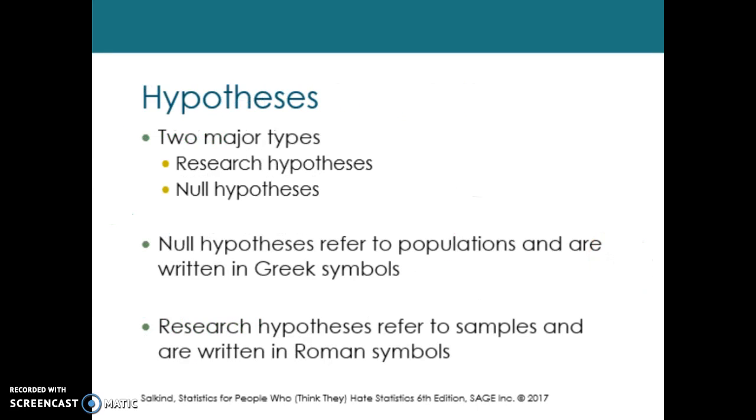So you get two types of hypothesis statements, a research hypothesis and a null hypothesis. Your research hypothesis refers to populations and is written in Greek symbols, and I'll go over those. And your null hypothesis refers to samples and is written in Roman symbols, and I'm going to go over those in the next slide. So that's just a very basic introduction to this chapter, and the next slides will go into a little bit more detail.